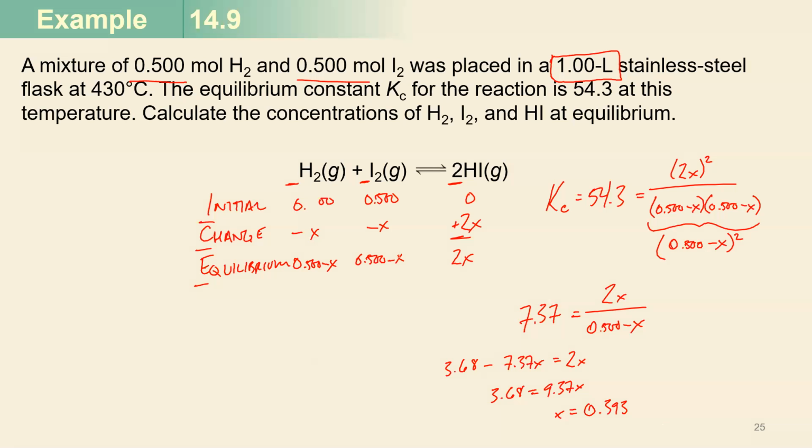Okay, so we rearranged and we solved for x. We got x is equal to 0.393. Now, remember our Kc value is unitless, but that x represents concentration, and concentration has a unit. And so we need to remember to tack on our molarity unit onto our x value. Okay, well, that's not quite where we need to end up. The question was to calculate those equilibrium concentrations.